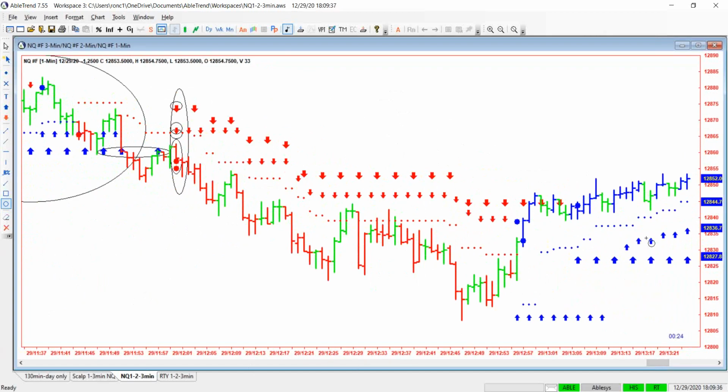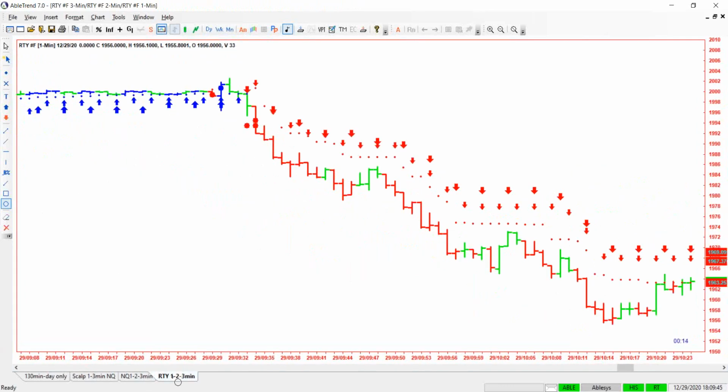Okay, let me jump over. And this was another buy signal here. Got to have that big arrow. Got to have the 3 minute. And that one went higher. So let me jump in and show you the Russell.